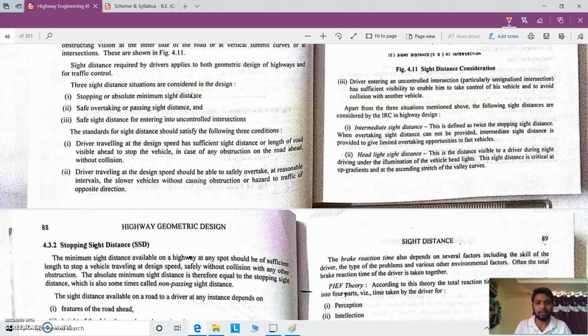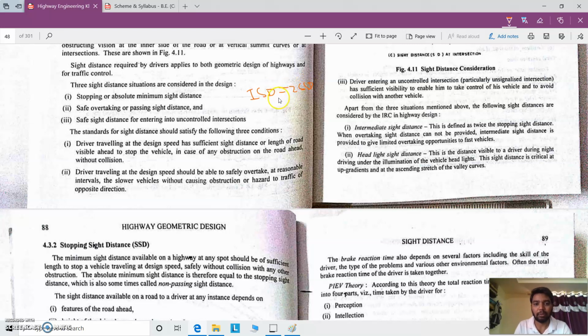In previous lectures we have already discussed the sight distances recommended by the Indian Roads Congress: stopping sight distance, overtaking sight distance and safe sight distance at uncontrolled intersections. Apart from these three, the Indian Roads Congress has recommended intermediate sight distance as well as headlight sight distance. Here the intermediate sight distance is nothing but twice the stopping sight distance, that is ISD. ISD can be considered as 2 times SSD.